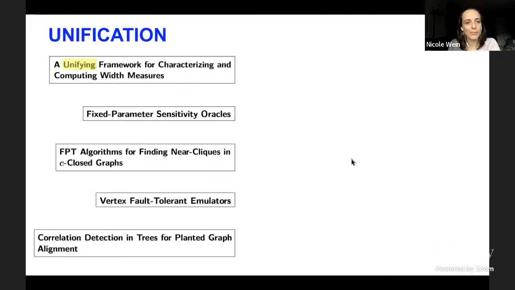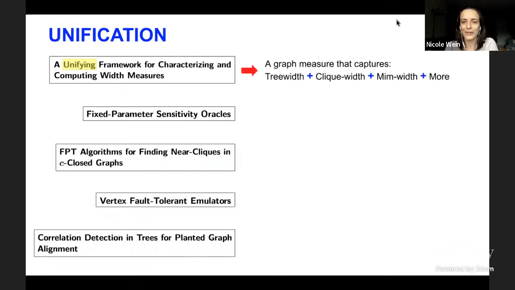Okay, so the first paper is called A Unifying Framework for Characterizing and Computing Width Measures. It actually has the word unifying in its title. And what this paper does is that they study a graph measure that captures several different already well-studied graph measures, such as tree width, clique width, and mim width.